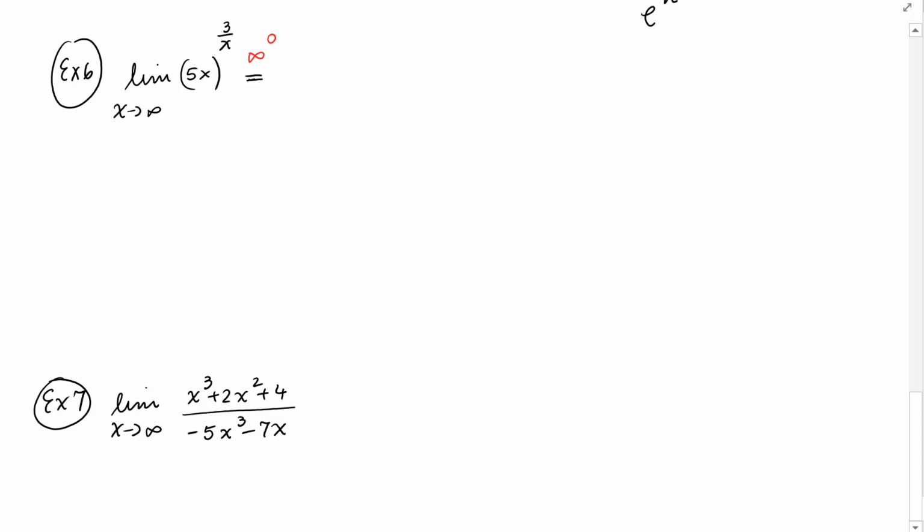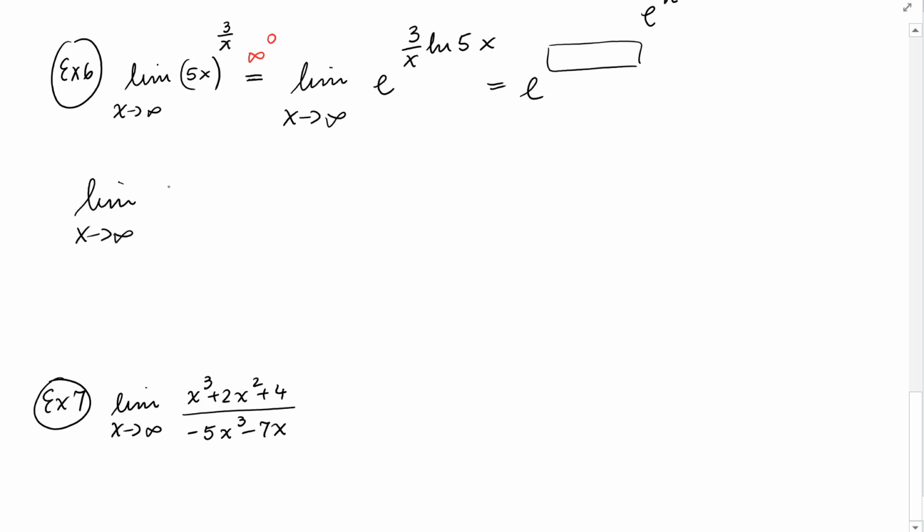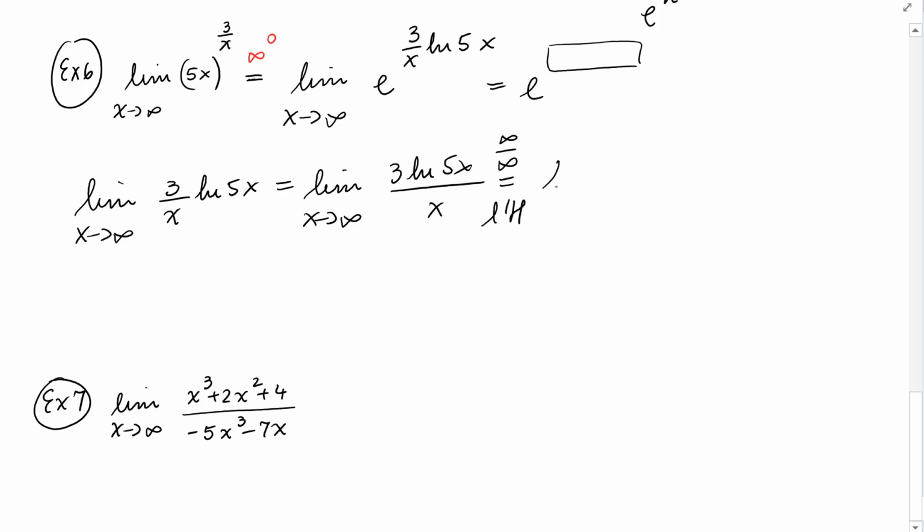Limit as x is approaching infinity of 5x to the 3 over x. We plug in x with infinity, we get infinity to the 0. So I'm going to use again limit as x is approaching infinity, e to the 3 over x ln of 5x. I put e and then I leave some space where I'm going to put the answer. So limit as x is approaching infinity of 3 over x ln of 5x. Well, this time would be a good idea to actually put them together, 3 ln of 5x over x. So we get infinity over infinity, which we can apply L'Hopital.